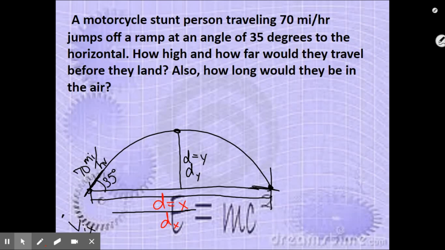And then they also want to know how long would he be in the air. So kind of like last chapter, we had to figure out how long is it to the top and then double that because he's got to come back down. So we've got a lot going on here. The first thing we need to do is change that 70 miles per hour to meters per second.